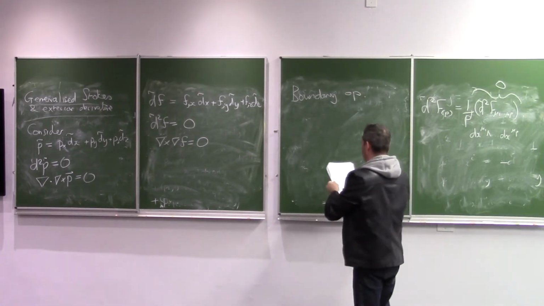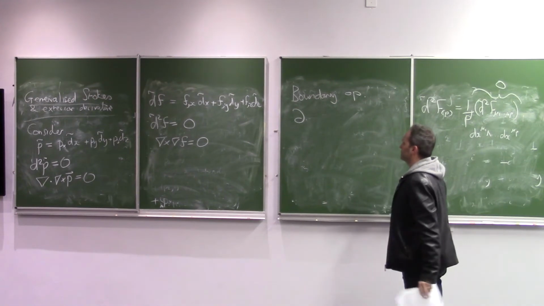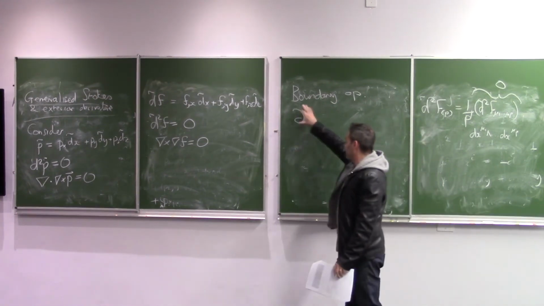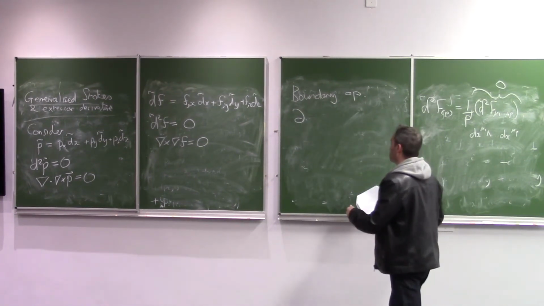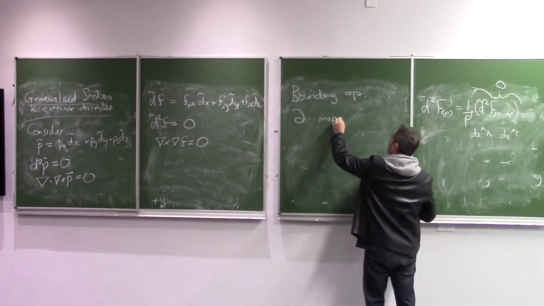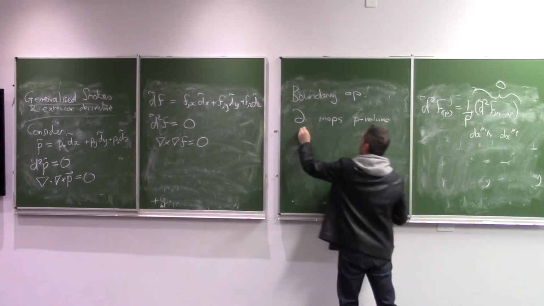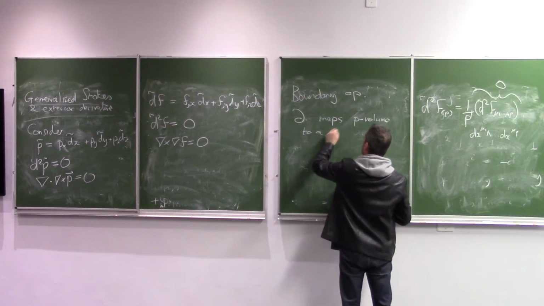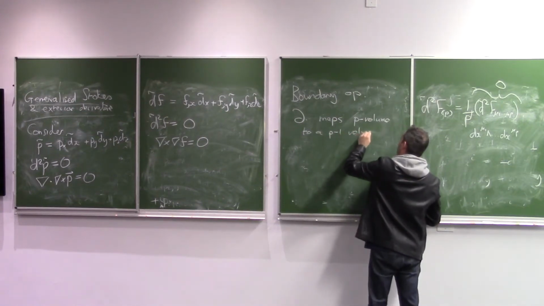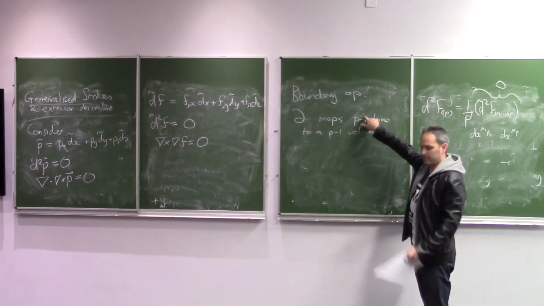So the boundary operator, which people normally write using the same symbol that other people use for partial derivatives, maps a p volume to a p minus 1 volume, but not just any p minus 1 volume, namely the boundary of that volume.